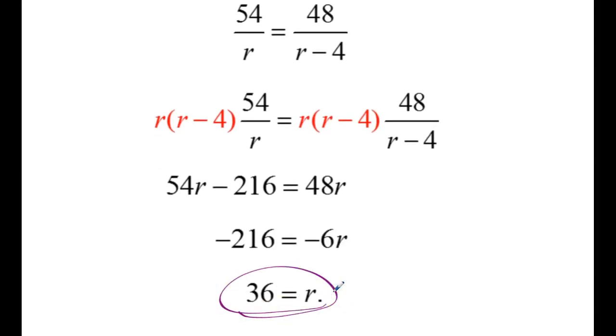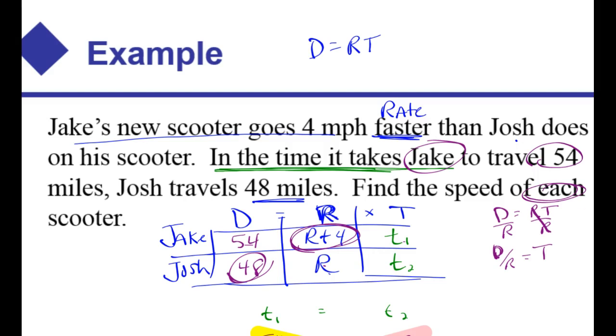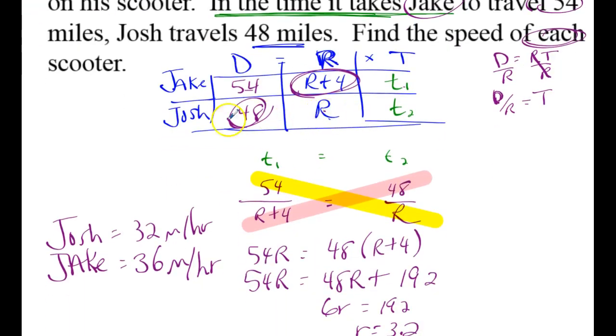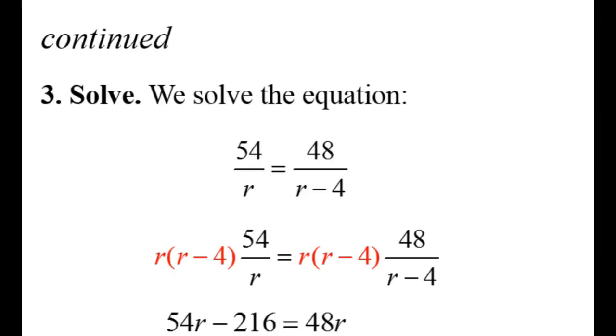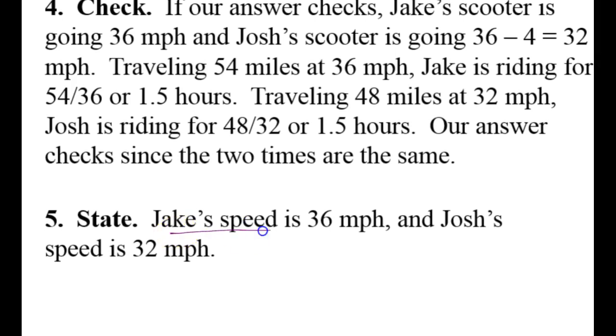They got R equals 36, but remember, their R in their chart was Jake's speed. So that was the same answer that we got. Jake was 36, but remember, our R was Josh, but their R was 36, so then they would have done R minus 4 to get to the 32. So either way, I think you'll be good. So here's checking the answer, and then again, final solution. Jake's speed is 36, and Josh's speed is 32.